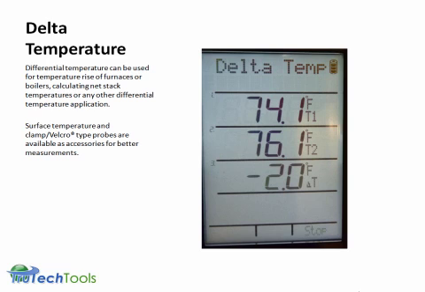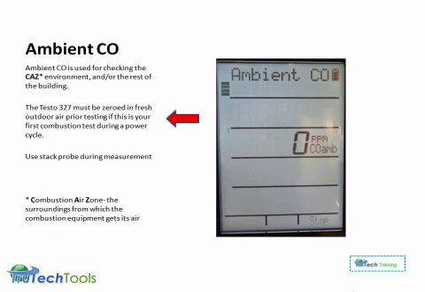Differential temperature can be used for tempered furnaces or boilers, and there are accessory probes for that. If you want to use the stack probe for one and another thermocouple for the other, you can remove that cage probe and slip one in there, and it'll measure your differential temperature.